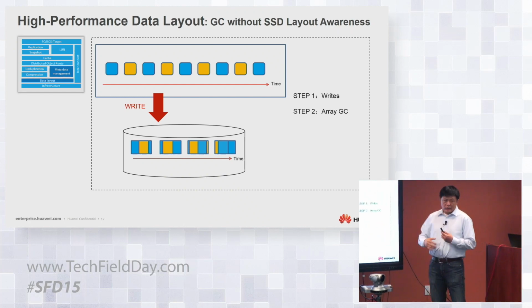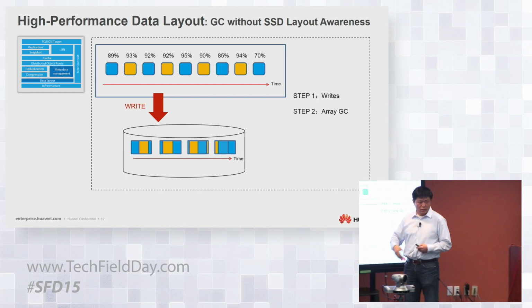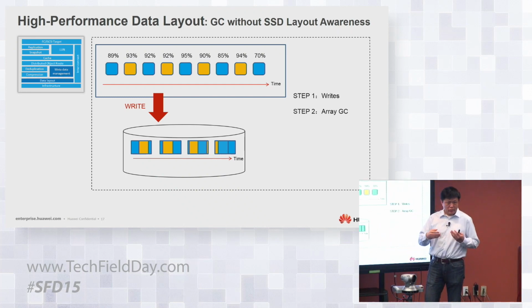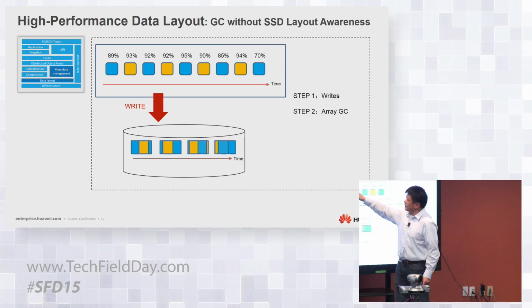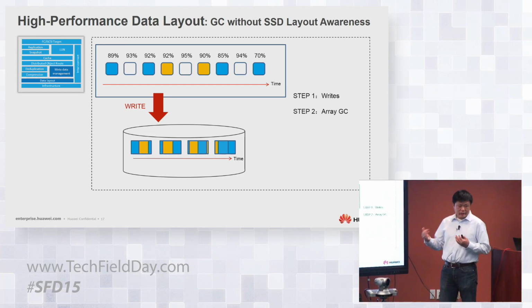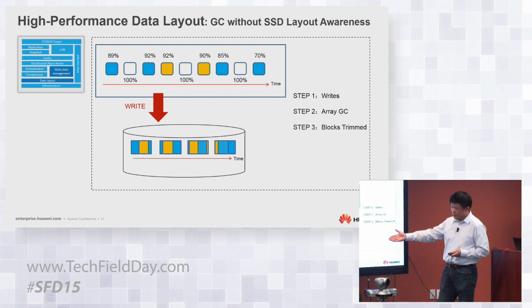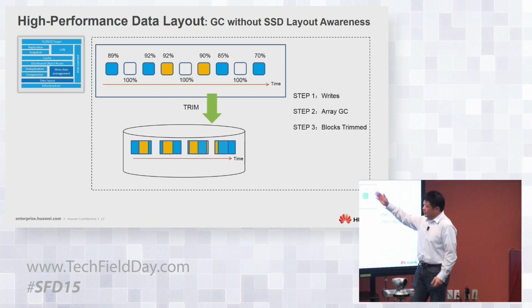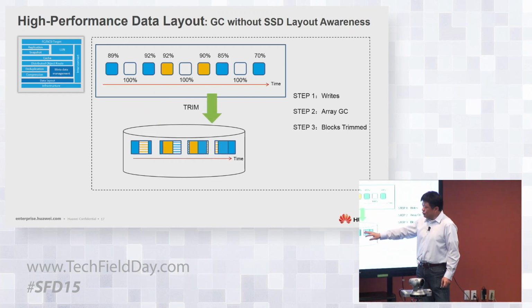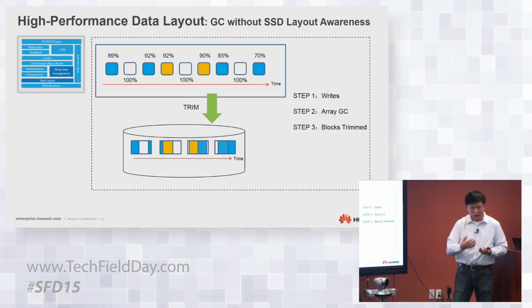Then, when we do the array level GC, the typical method is to pick the one with the highest garbage percentage. For example, 94, 95, 93. When we garbage collect them, we move the data somewhere else. Then, from the drive perspective, we issue the trim to those blocks. The drive looks something like this. So this way, the drive will still have to do some work to move the data around.